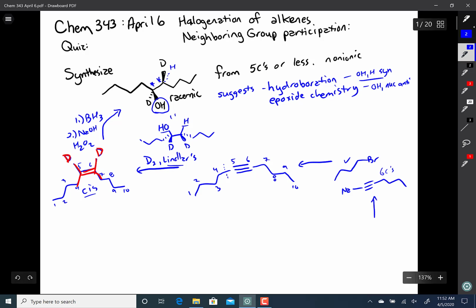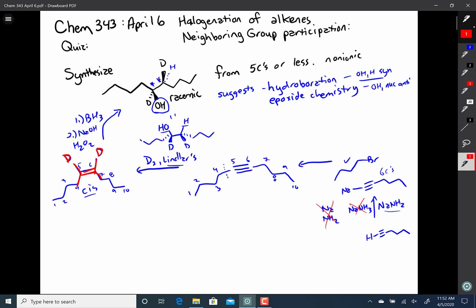And the way we make this species is adding sodium amide. Common mistakes we saw with this was drawing it like this or drawing it like Na-NH3. Each of these is incorrect.